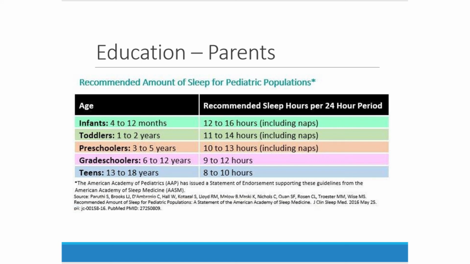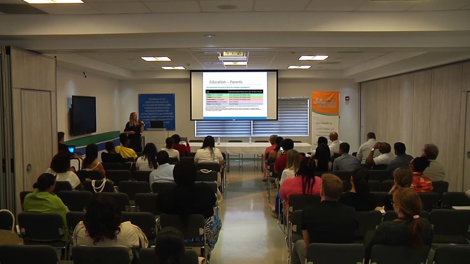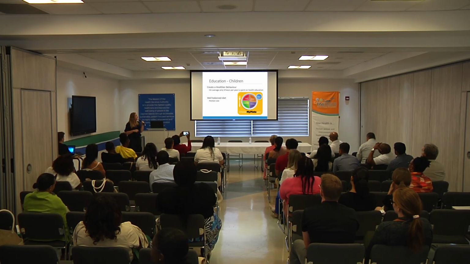Sleep time for kids. So this is, again, from the American Academy of Pediatrics. Infants 4 to 12 months want 12 to 16 hours of sleep. Toddlers, 1 to 2 years old, need 11 to 14. Preschoolers, 3 to 5, 10 to 13. Grade schoolers, 6 to 12, 9 to 12 hours of sleep. And once you're 13 to 18, you need 8 to 10 hours of sleep. So again, this is very important for all of us to consider.